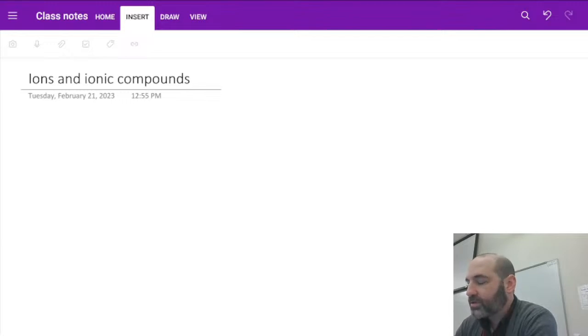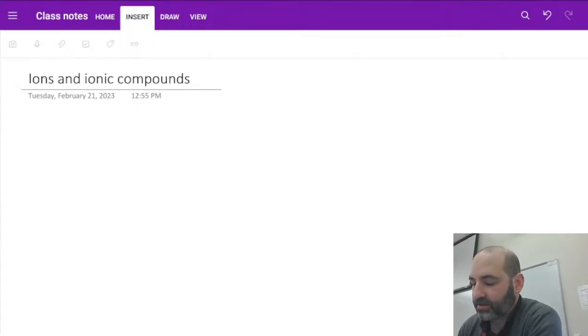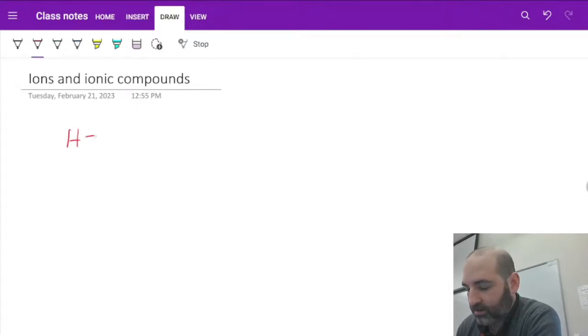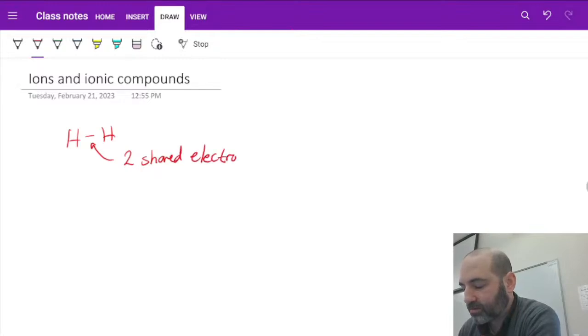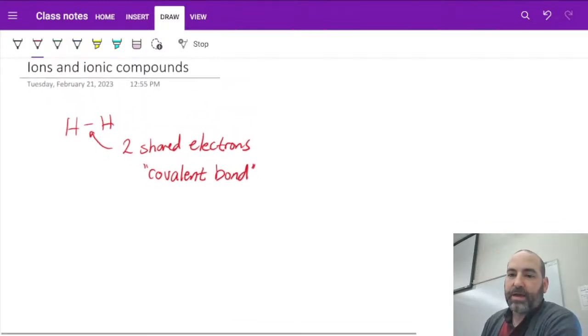So up until this point, we had mostly been talking about covalent compounds, which were the kinds of bonds like this, where we drew a line and talked about that as being two shared electrons. And just to review, the name for that is a covalent bond. But lots of compounds don't bond in that way. The other way that a lot of molecules can connect and form compounds is by making ions.